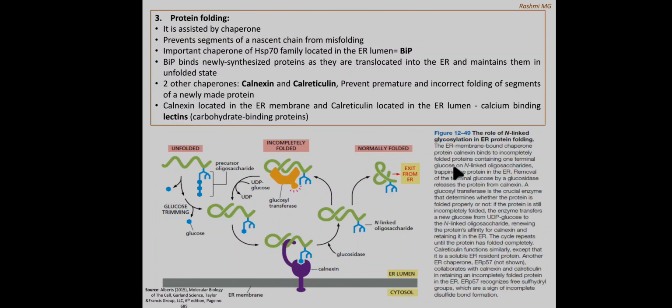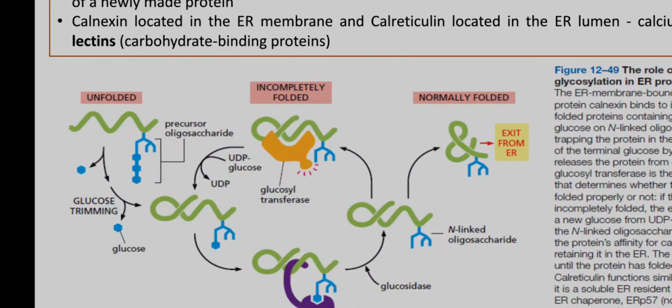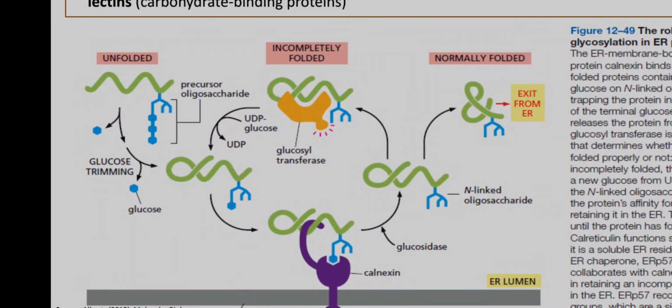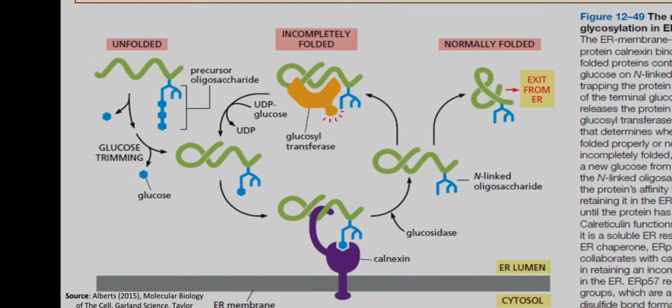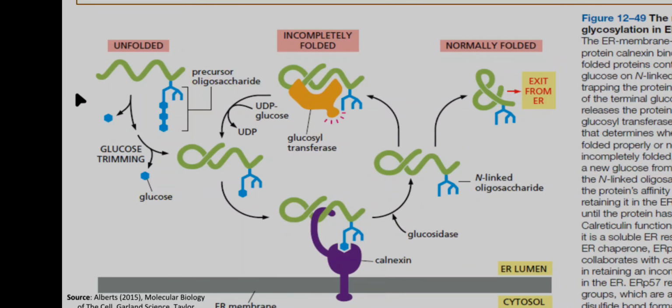To understand normal folding and misfolding, and how these chaperones assist the protein, we can explain it elaborately using this single image, I think. See, the unfolded protein is here with the attachment of the precursor oligosaccharide. First the glucose is trimmed off, and the second glucose is also trimmed off with the help of the glucosidase enzyme.